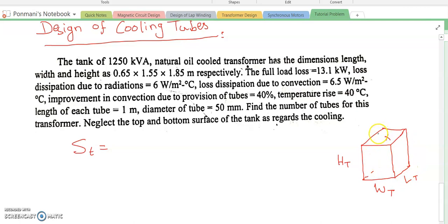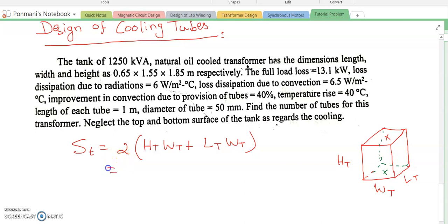Suppose if it is drawn like this, in 3-dimensional view. Okay, so this is the bottom surface and these two are sides and these two are sides. This top and bottom is not going to be considered. So this side and its opposite side, this side and its opposite side are going to be considered as 4 sides on which the cooling tubes are going to be embedded. Okay, so ST we are calculating by considering 2 times of HT and WT plus 2 times of HT and LT.